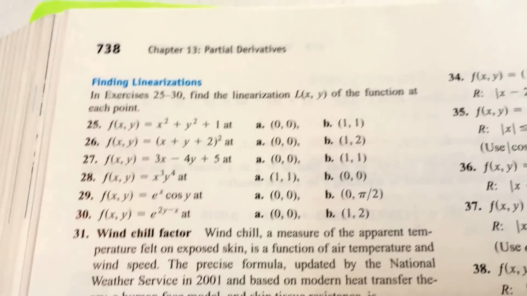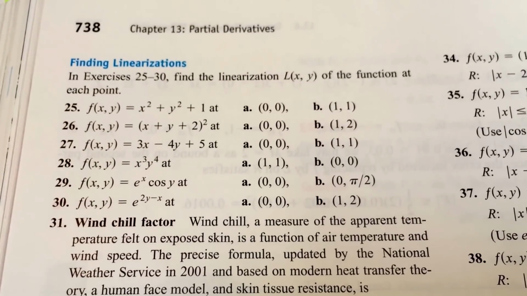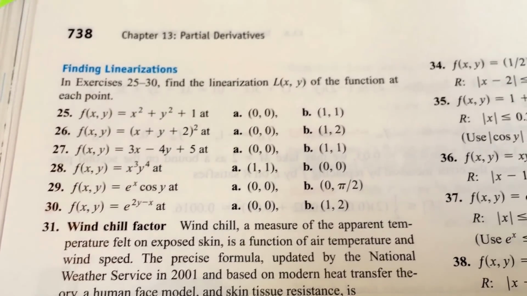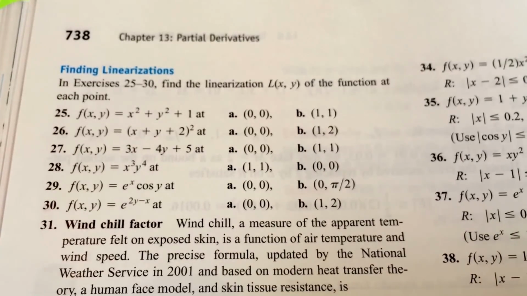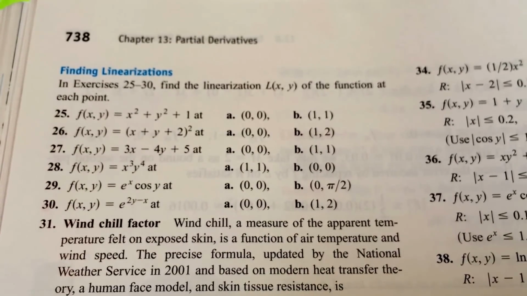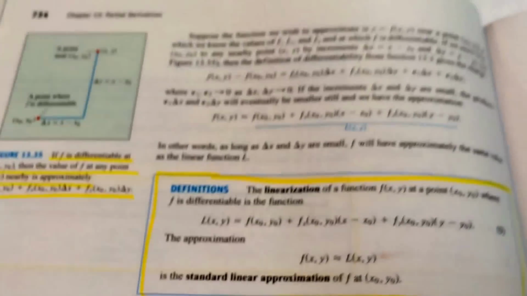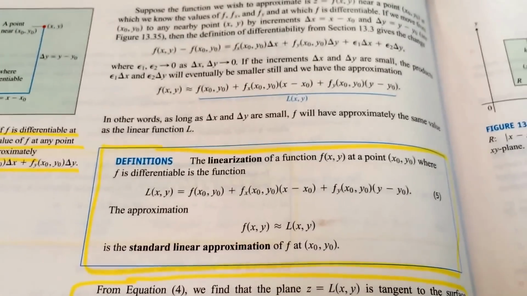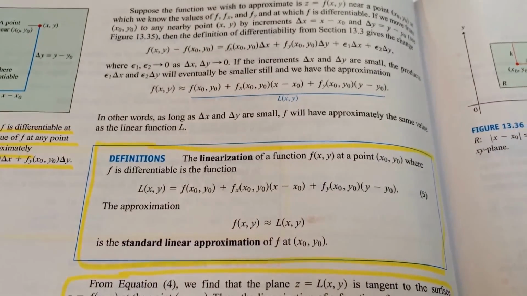Okay, next. Turn the page. So page 738, we are now doing linearizations. Okay, so linearizations, it says find the linearization of the function at each point. These would be the two-dimensional linearizations, the f of xy. And so that formula, hold on, is here on page 734. So page 734 is the linearization formula for functions of two variables. So that's what I'm using.